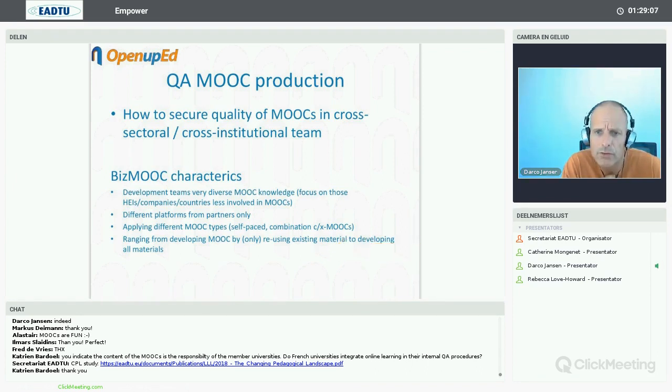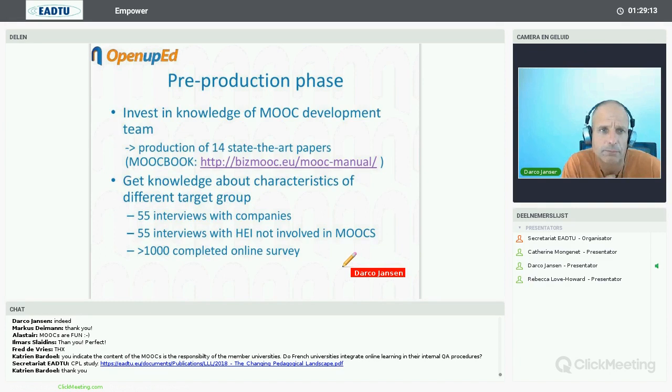So how to do the quality assurance in this kind of cross-sectoral and cross-institutional teams? In this project, we invest a lot in the pre-production phase. So we invest in the knowledge of the teams on MOOCs and MOOC development. And those people involved in the MOOC development teams need to produce 14 or 15 state-of-the-art papers that are available in this link.